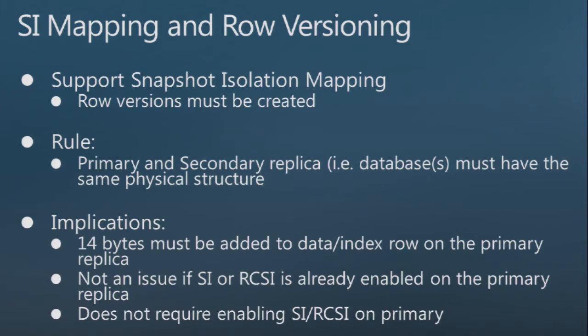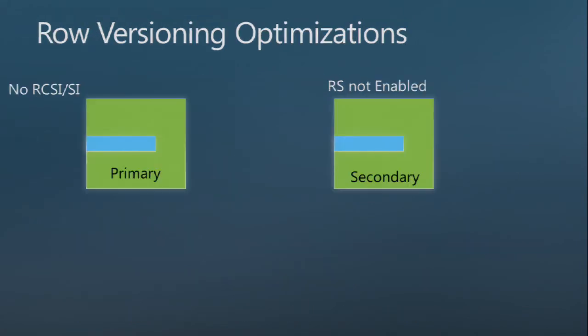So now let us look at 4 different configurations in this case and see how the row versions are getting generated and where. In the simplest possible case, you have a primary and you have a secondary, and let's say I have not enabled snapshot isolation on the primary and the readable secondary is not enabled.